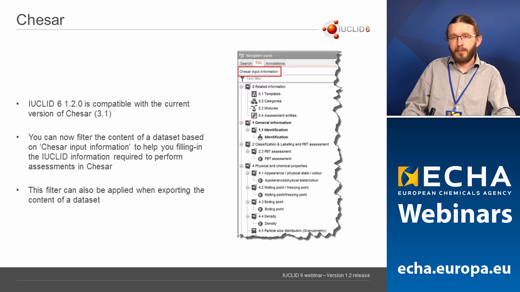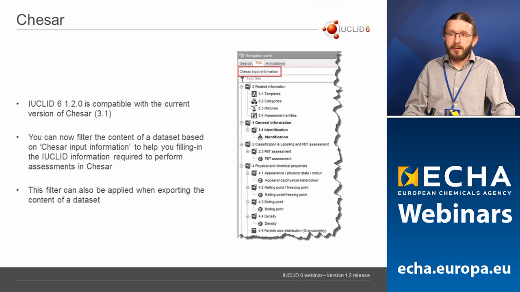Next point I wanted to make on this new version is the Quasar compatibility. So this version is compatible with the current version of Quasar 3.1. So if you are using 3.1, you can update to the new version of Euclid 1.2.0.